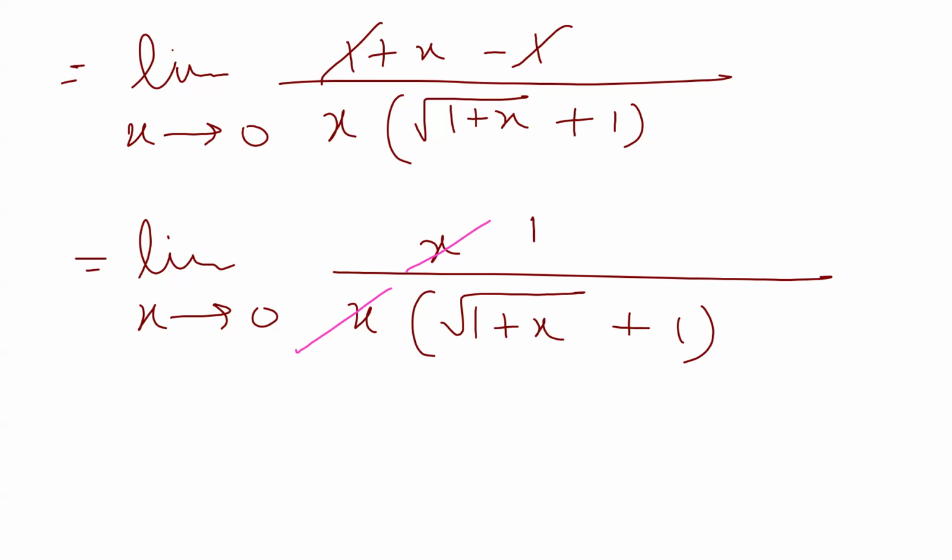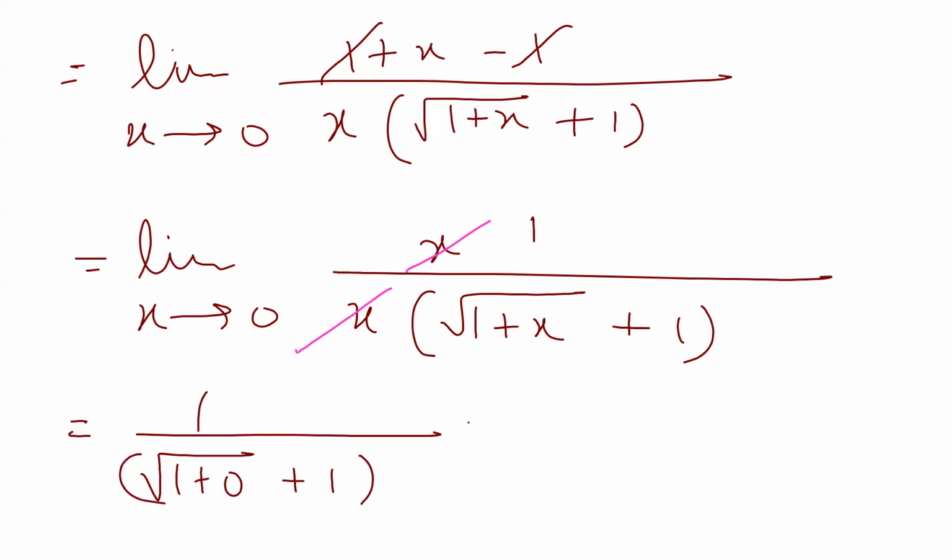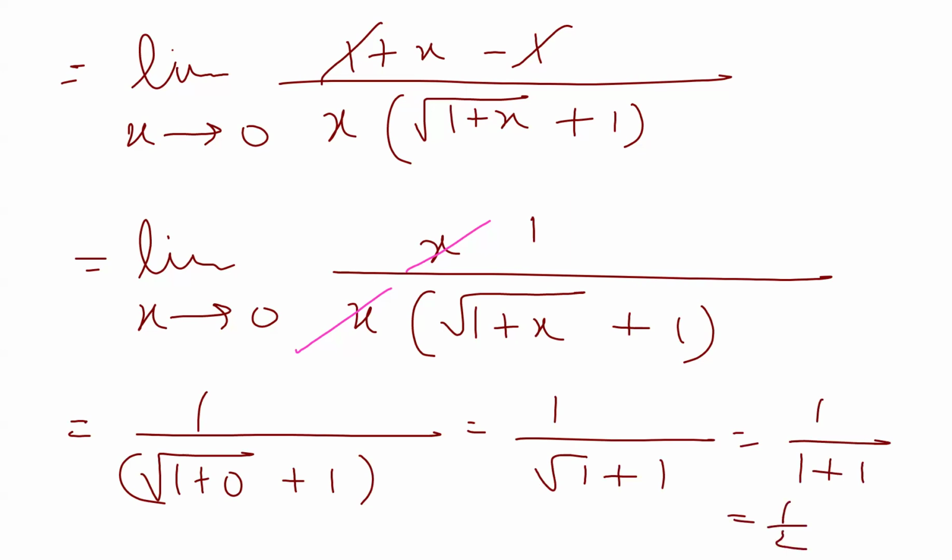Yes, because if we put x as 0, the entire denominator won't be 0. So this will be 1 upon root of 1 plus 0 plus 1. Okay, so root of 1 plus 1, and this is half. Take the positive root only. Don't take the negative root in this particular chapter. Fine. When we are solving such type of problems.